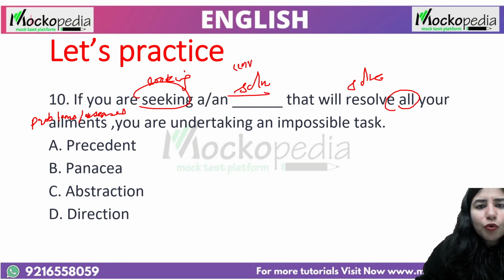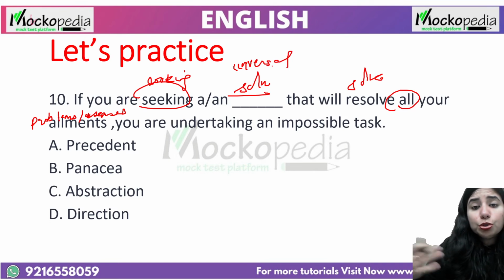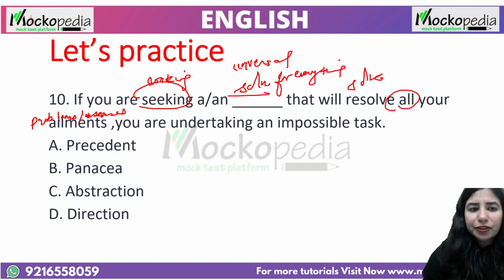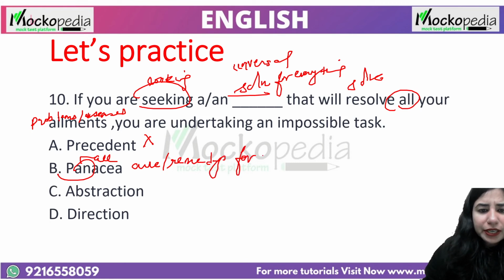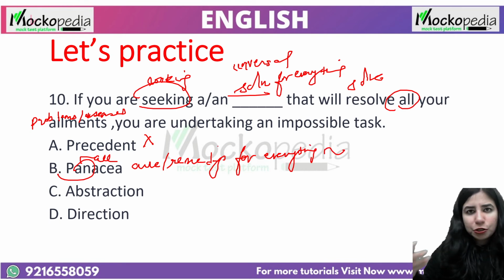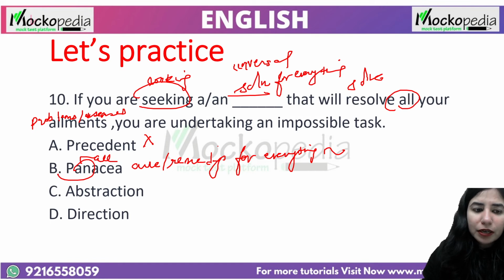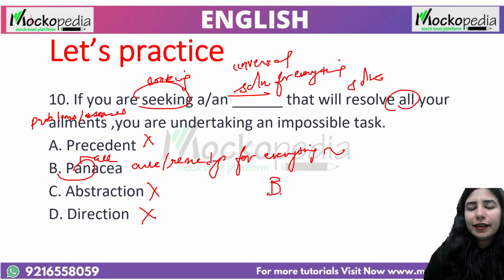Universal solution that can solve all your problems, right? So you can say universal solution or a solution for everything. That's also one possible prediction. Solution for everything. So precedent is something that comes before, doesn't match. Panacea. So pan is all. So this means a cure or a remedy for everything. Right? So hypothetical, yes, but this matches with our predicted answer. So we can keep this. Abstractions, you understand abstract concepts, right? So this goes out. Direction is, of course, an easy elimination. So B would be the correct answer. Right? I hope you're sorted with this particular question.